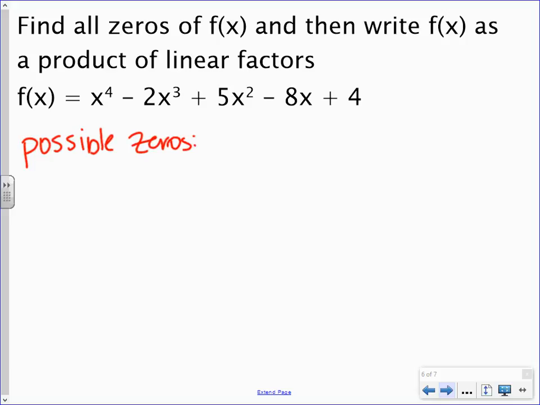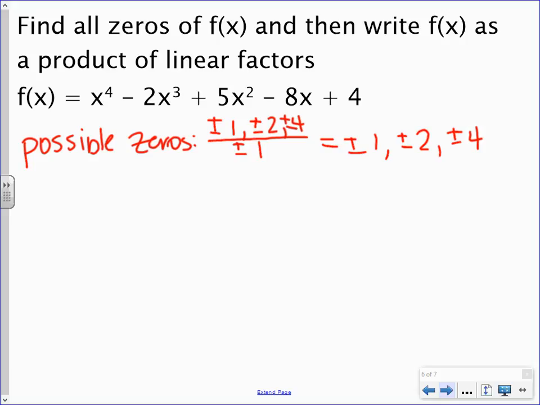Our possible zeros are factors of our constant over factors of our leading coefficient. This is a nice list, isn't it? They're all integer values. That is nice.